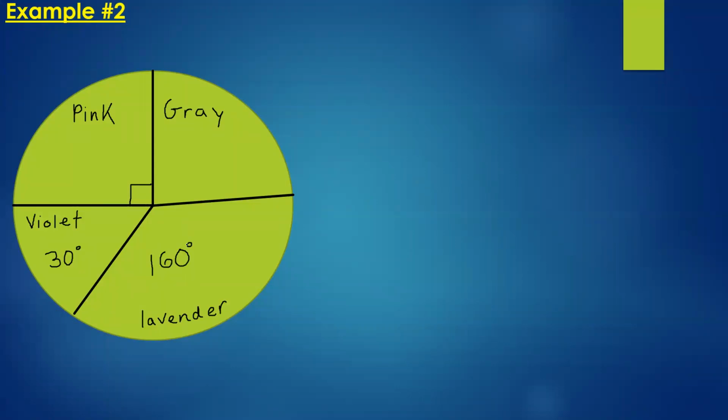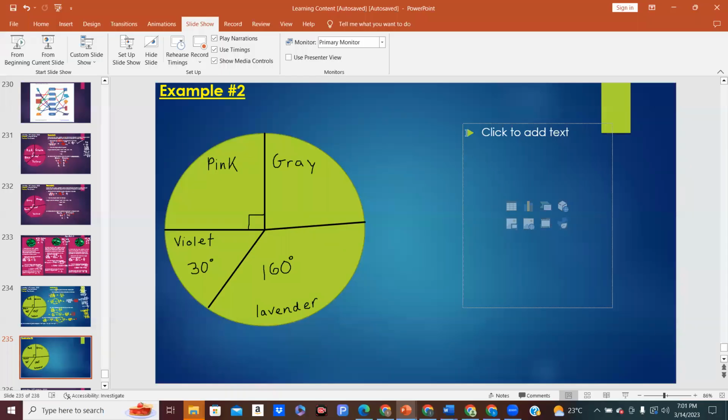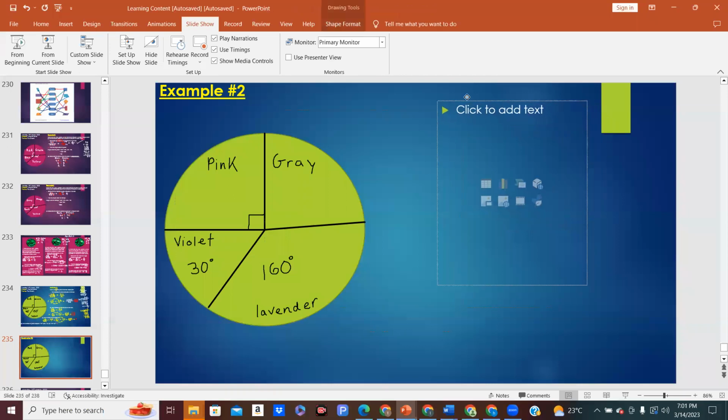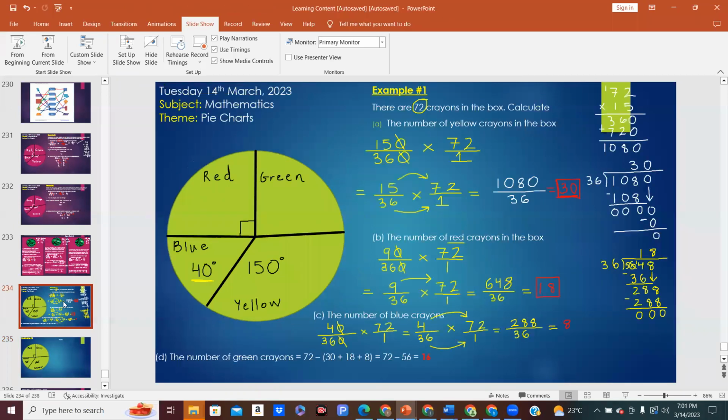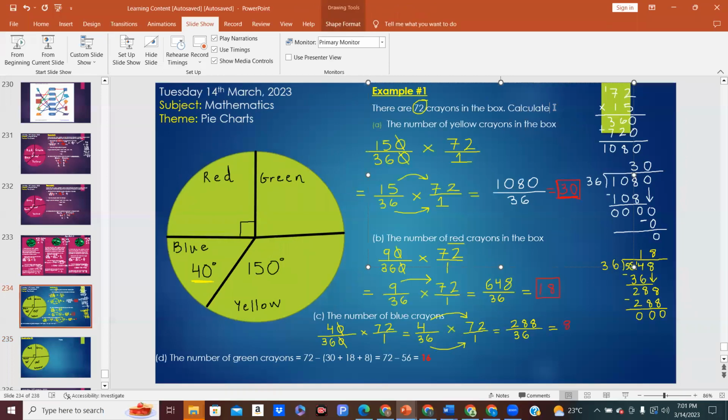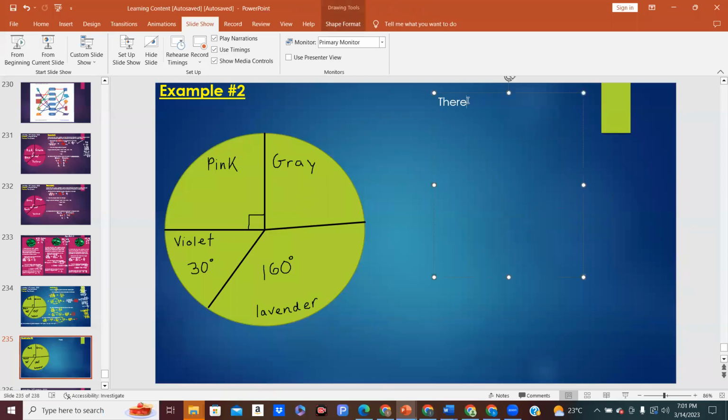So the objectives are relatively the same. We're just changing the number of crayons in the box. So let's say that there are 36 crayons in the box.